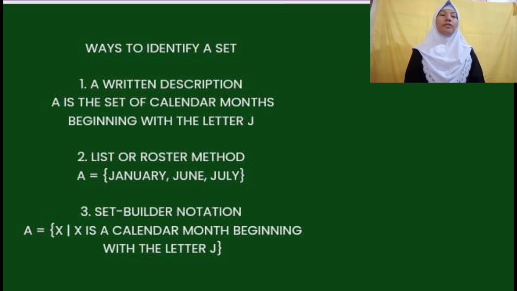So, we're now going to focus on different ways of identifying a set. The first way is a written description. We can state that set A is the set of calendar months beginning with the letter J. We can also identify set A using the list or roster method, where we list the actual members of the set. So set A is equal to January, June, and July. And we can also use something called set builder notation. Set A is the set of all elements x, such that x is a calendar month beginning with the letter J. All these represent the same set.